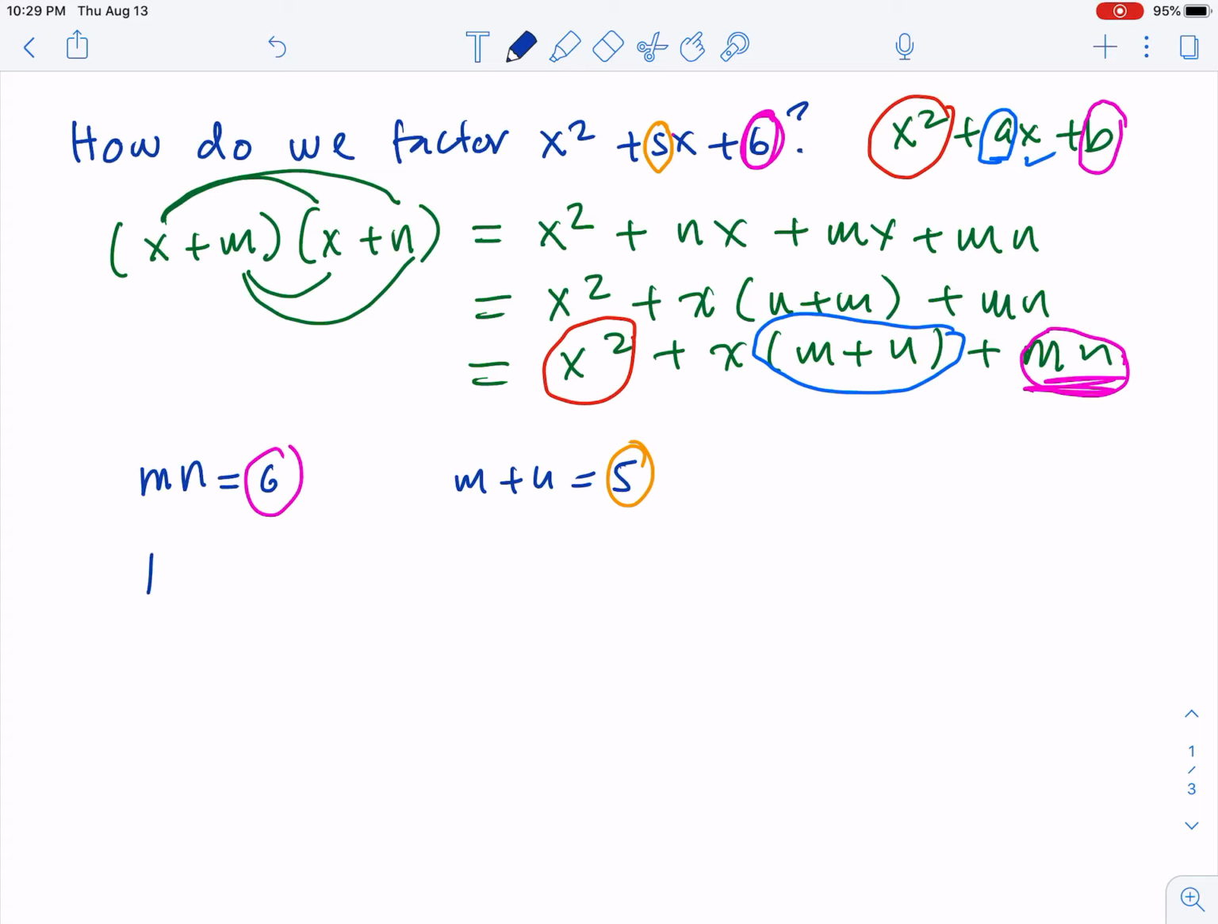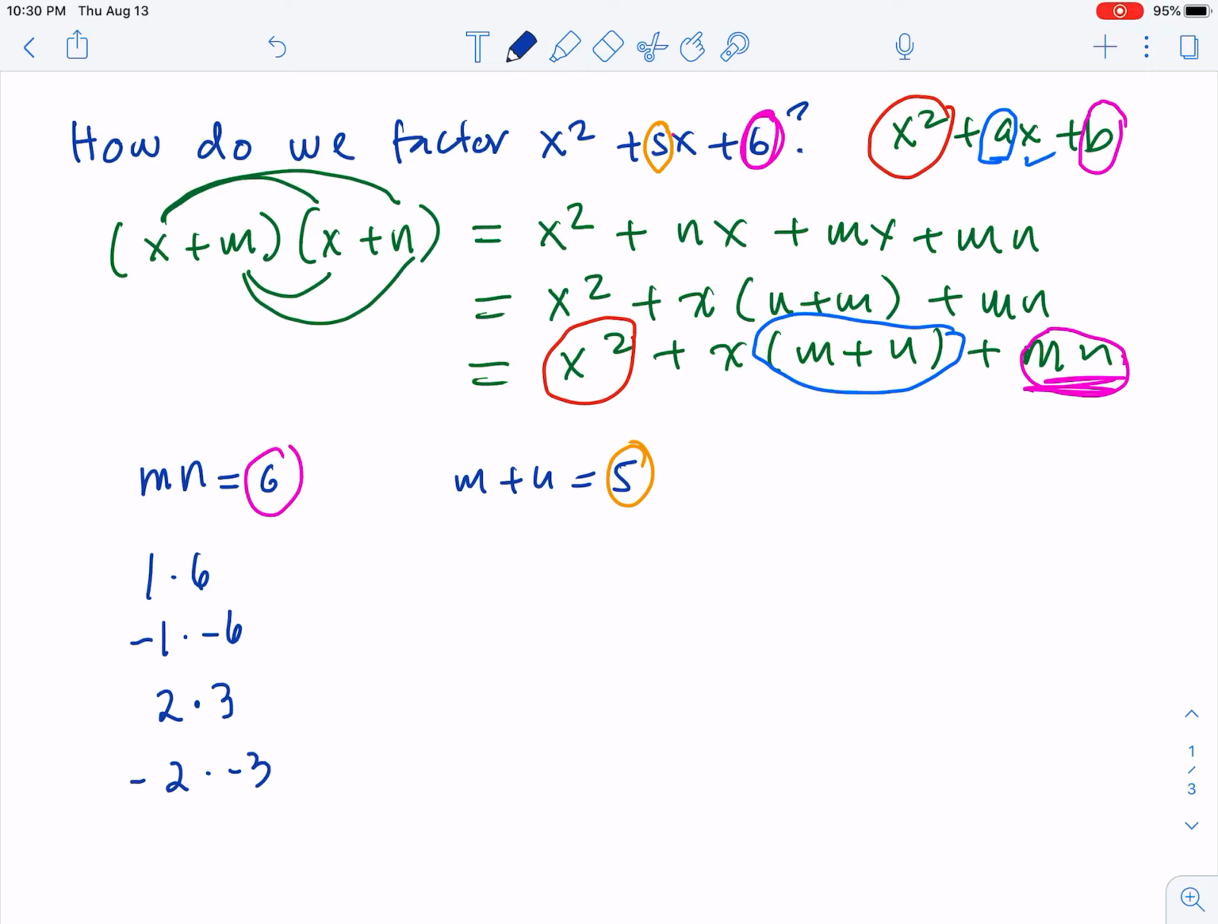So, for example, 1 times 6 is 6, diba? Ano pa? Negative 1 times negative 6 is also 6. So, huwag nyo kalimutan yung negative. What about the other one? 2 and 3, pwede ba siya? 2 times 3 is 6. Also, negative 2 times negative 3 is also 6.